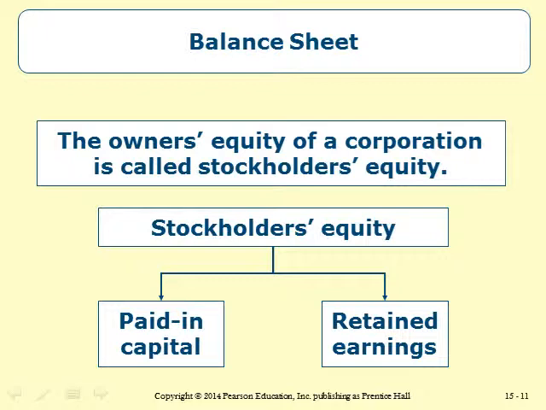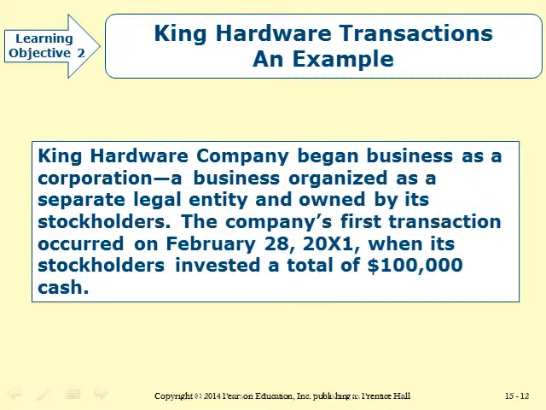And so let's walk through an example using King Hardware. King Hardware began business as a corporation, a business organized as a separate legal entity and owned by its stockholders. The company's first transaction occurred on February 28, 20X1, when the stockholders invested a total of $100,000.